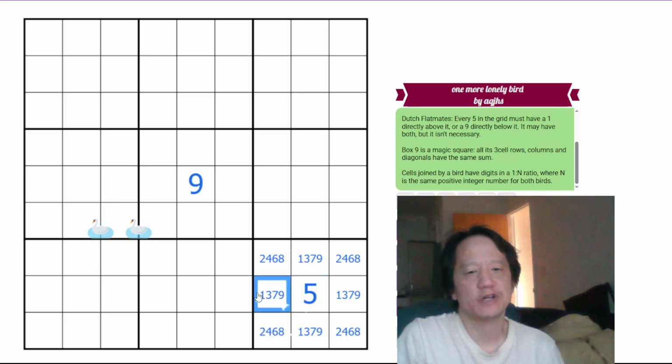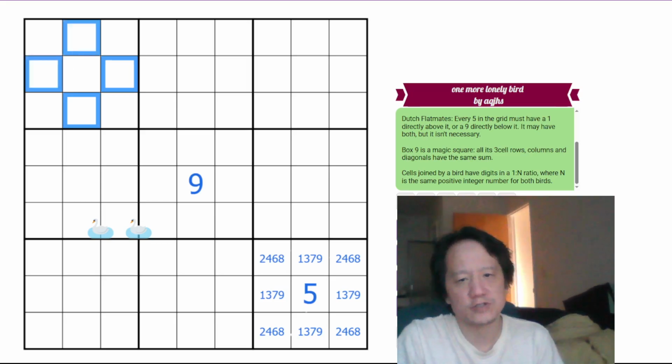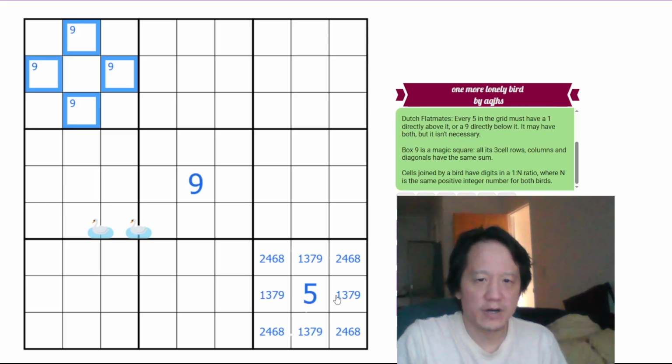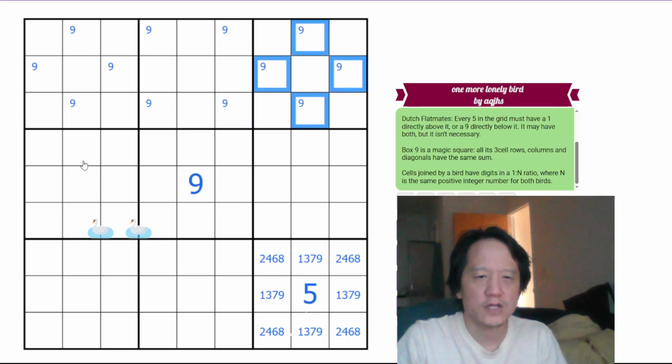Say this was 1. If this is 1, that means 9 has to be in the first box here. So that would be 9. If this is 1, that would mean 9 is in that box, in that position there. So 9 in box 1 must be one of these positions. 9 in box 2 has to be in one of these 4 positions. 9 in box 3 is one of these 4. 9 in box 4, again, has to be one of these.